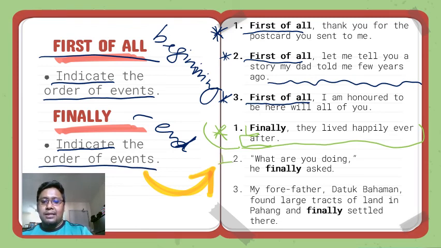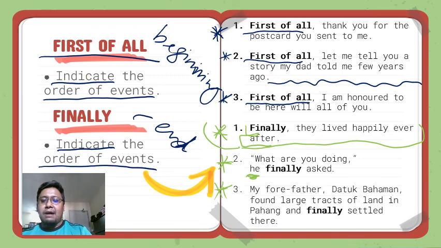This one is not so similar to number one. It refers to an action where maybe at first both of them kept quiet, and then his friend, for example Ali, asked him this question. So after they kept quiet for a long time, Ali finally asked, what are you doing? Something like that.